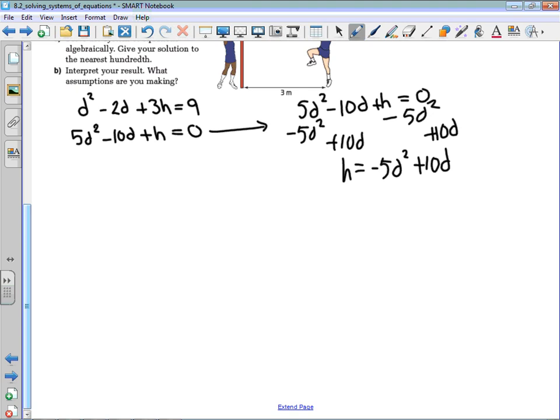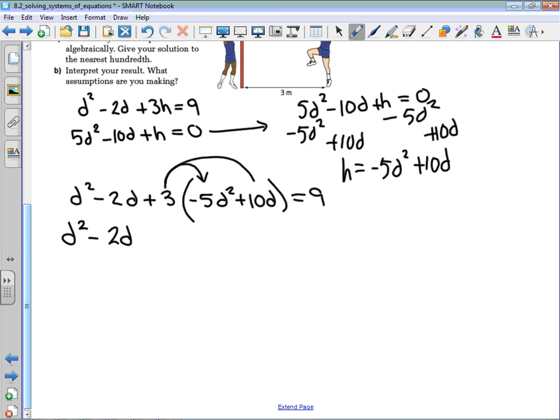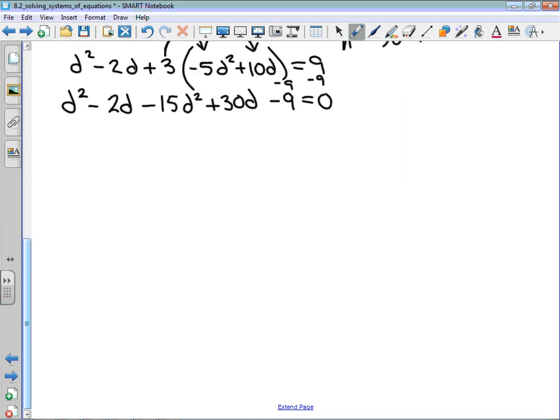Now, with that formula, I can substitute it into the other equation. So d squared minus 2d plus 3 times what we just determined h to be is equal to 9. Now we have to expand this, so it's d squared minus 2d. Remember that the 3 has to distribute into the bracket, so we're going to have a minus 15d squared plus 30d. And at the same time, I am going to move that 9 to the other side. The intent behind that is that when we solve quadratics, we really do need to have one side equal to 0. All right, from here we collect our like terms. So we have negative 14d squared plus 28d minus 9 is equal to 0.